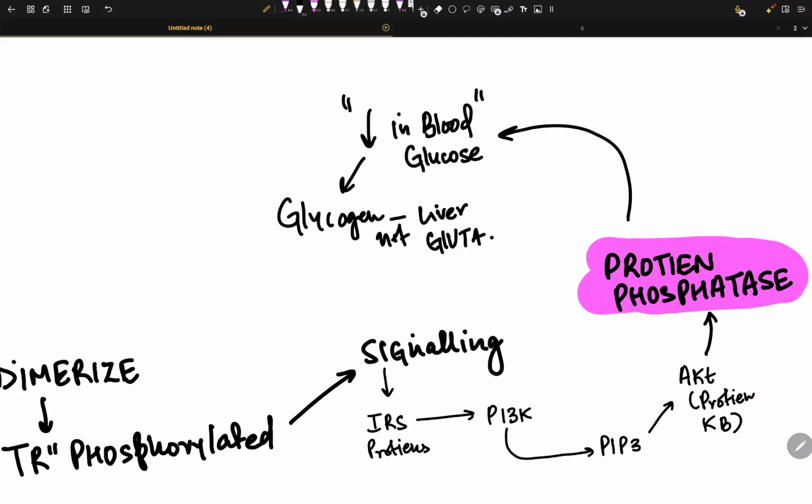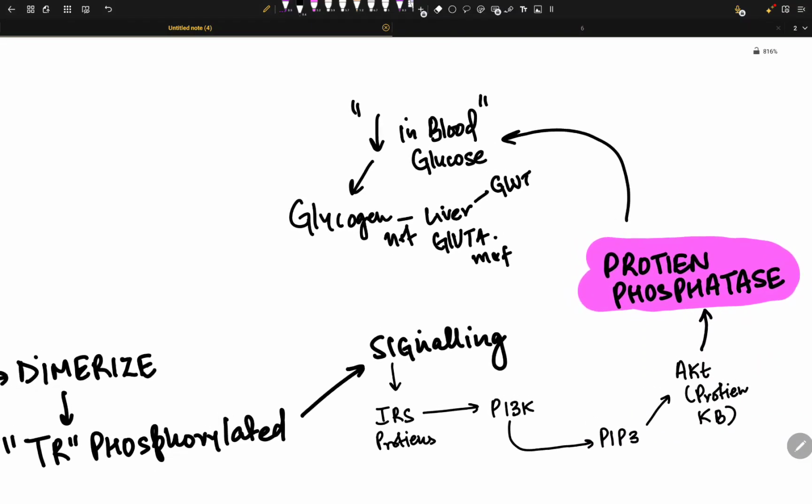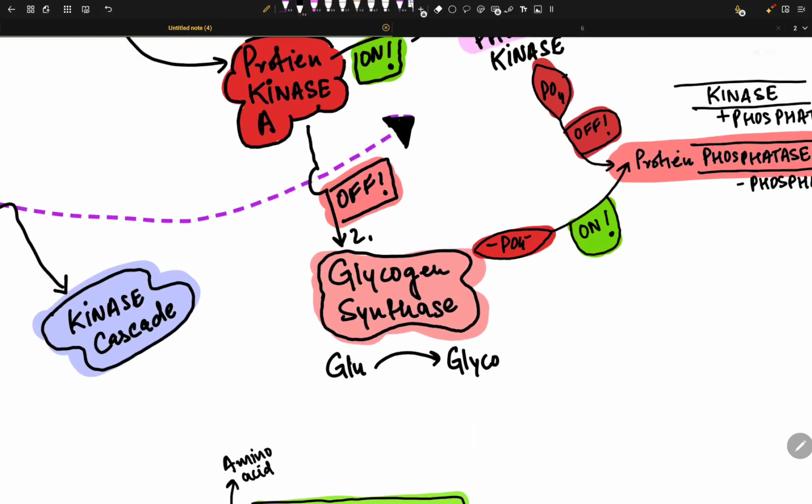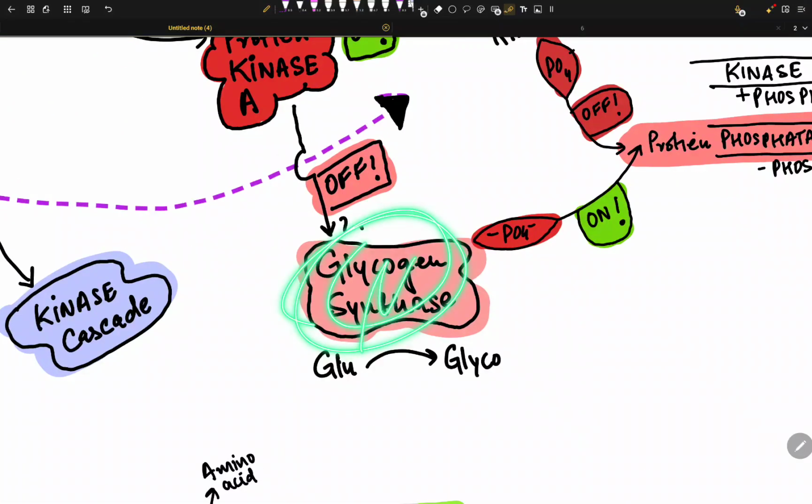Which glucose transporter is present in the liver? The answer is GLUT2. At the muscles and fat, we have GLUT4. Adipose tissue is GLUT4, liver is GLUT2. That's important. What else could someone ask you? Suppose the options are GLUT4 translocation and activation of glycogen phosphorylase by dephosphorylation. Which is the key mechanism? I hope we can understand that the key mechanism in this whole video is dephosphorylation of glycogen synthase. That's how it actually works.